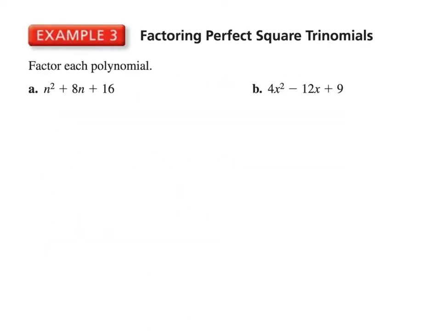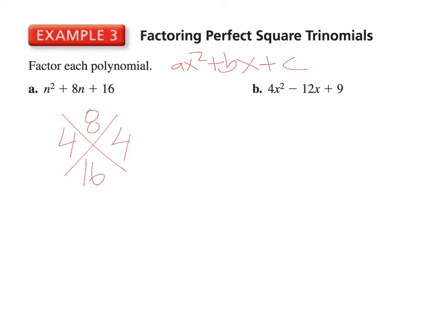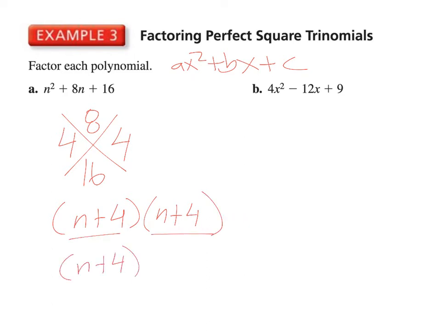All right, here we're working with a quadratic of the form ax squared plus bx plus c. Okay, so I need to find two numbers that add up to 8 and multiply to give me 16. Those numbers would be 4 and 4. So I end up with n plus 4 times n plus 4. Since the factors are the same, I can condense the solution and rewrite it as n plus 4 squared. Done.